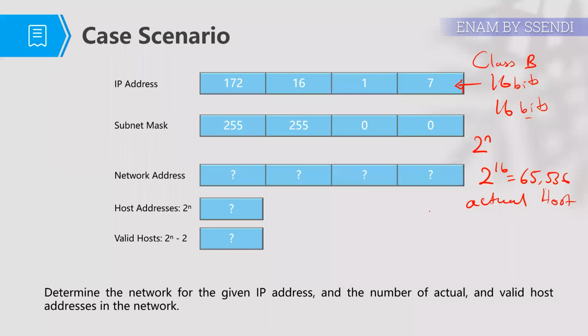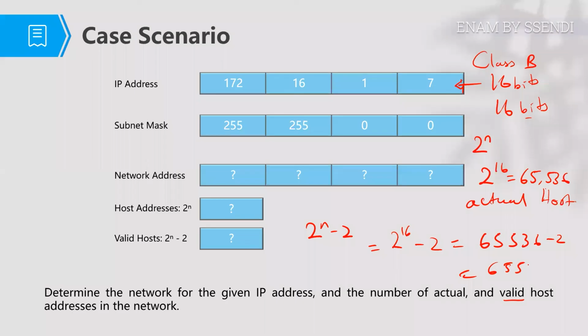These are actual. But if they wanted to know the valid ones, our formula would be 2 to the power n minus 2. So it will be 2 to the power 16 minus 2, which gives us 65,536 minus 2, which is equal to 65,534. And this is the number of valid addresses.